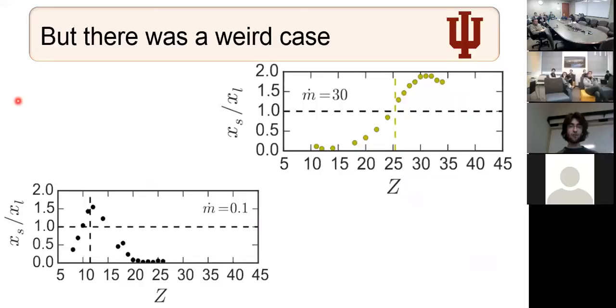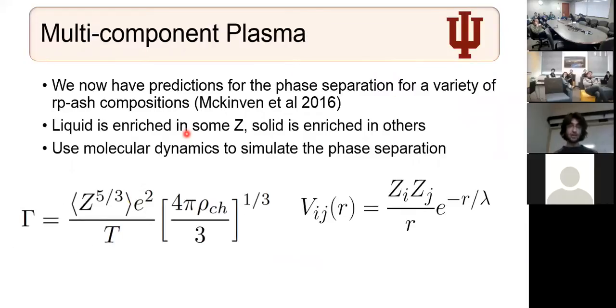But they found a weird case in their analysis. They found for this one specific low accretion rate that it's actually sort of inverted: the light material is what's enriched in the solid and everything else seems to have stayed in the liquid, which they worried might have been an artifact of their model and how they calculated it. So Andrew and Ryan, they sent us an email. They said, hey, can you simulate this? Can you simulate the phase separation and see if this is an artifact of our model or if it's a real thing? So we have these predictions, and we can just use molecular dynamics to simulate that phase separation.